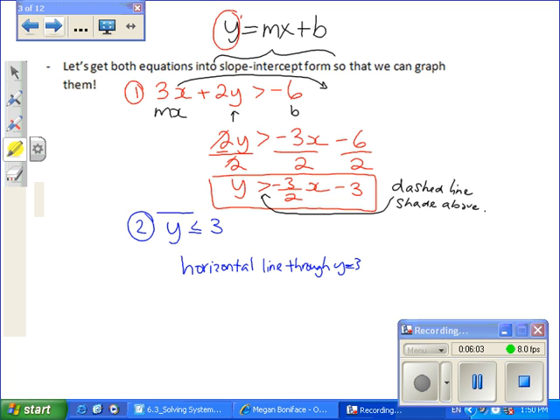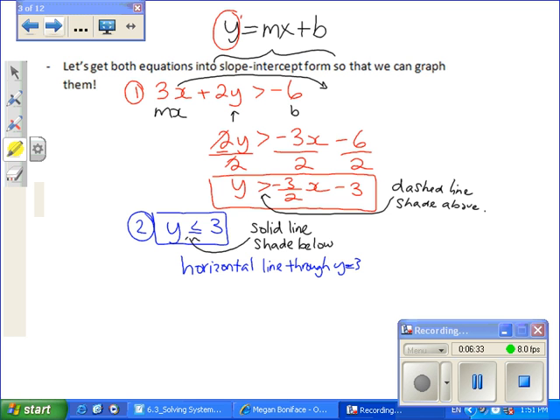Again, I look at my inequality sign because that gives me a lot of information on what that line is going to look like. This time I have an equal sign underneath the less than sign. So that tells me this is going to be a solid line. And the less than tells me to shade below that line. So I'll shade, in other words, everything that's less than 3. Let's go ahead and graph that.